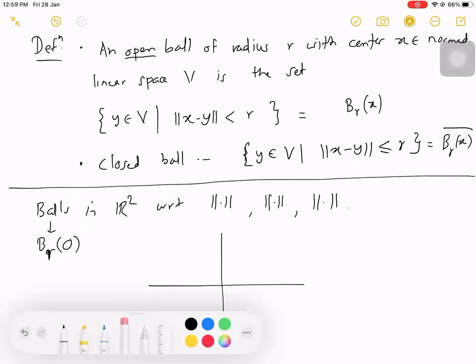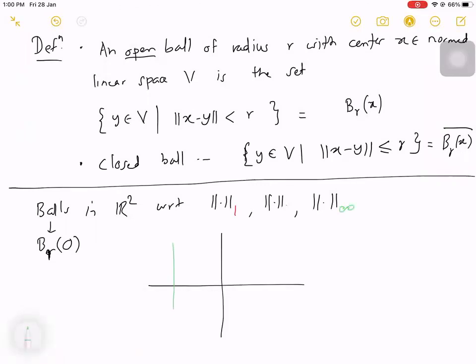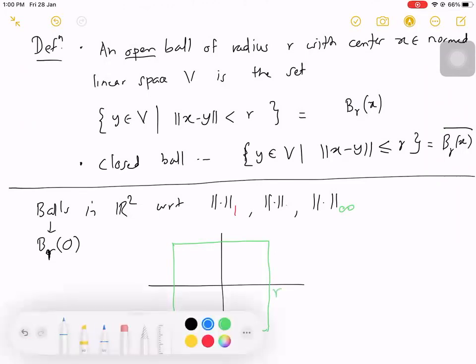So let's have that to be 1 red. Okay, but I actually talked about the infinity one first, right? So let's do that. So this is what happens. Is this okay? And this distance is just r. Okay, then let's do the.